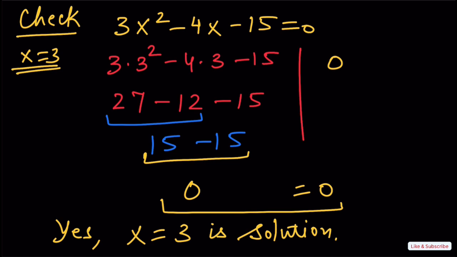In a similar way, we can also check whether negative 5 over 3 is the solution of the given equation or not. Let's move on to the next example.